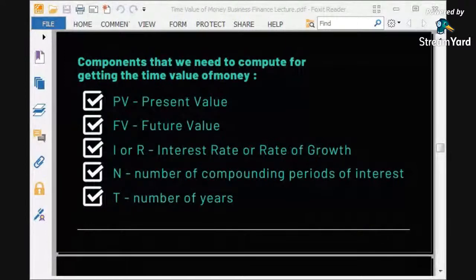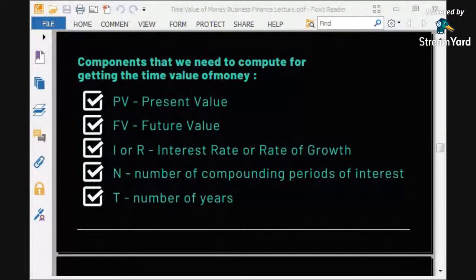Okay? So this time value of money, no, it is one of the most important concepts na ginagamit not only in business but also in economics and investing. And for individual naman, knowing this concept will help you to determine how much you save and how much you spend. Okay?